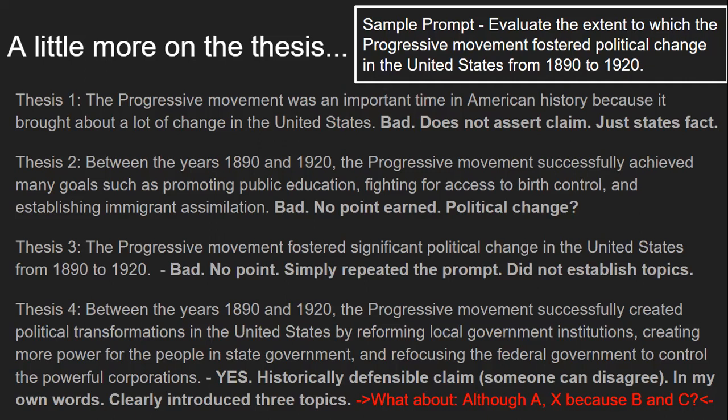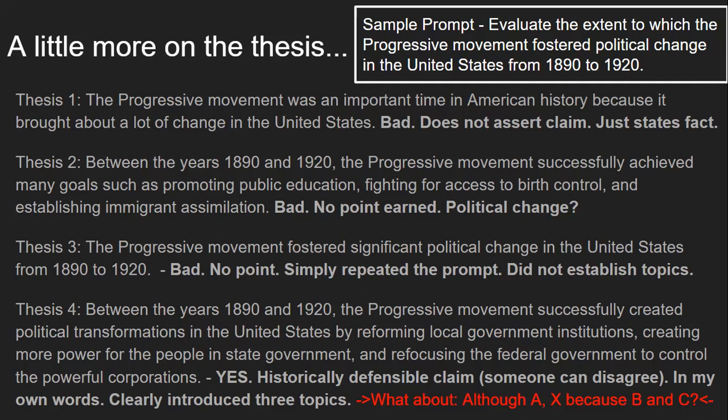It sounds a little bit better, but I'll explain to you why it's bad. Between the years 1890 and 1920, the progressive movement successfully achieved many goals, such as promoting public education, fighting for access to birth control, and establishing immigrant assimilation. Now, actually, that's a good thesis.